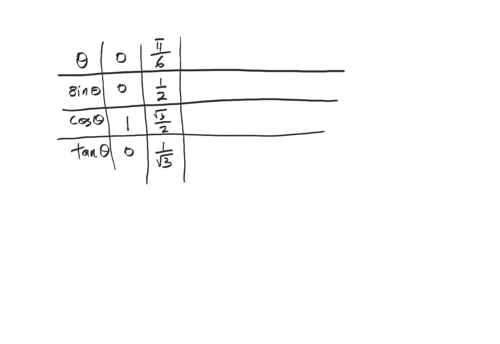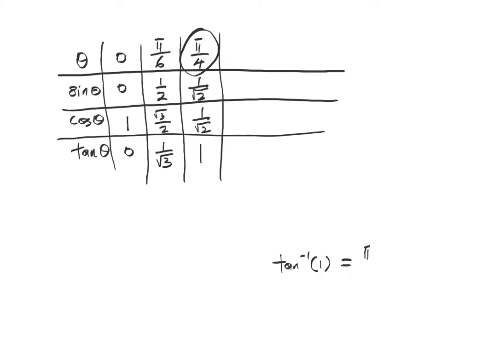After pi by 6 is pi by 4. Pi by 6 is 30 degrees. Pi by 4 is 45 degrees. Sin pi by 4 is 1 over root 2. Cos pi by 4 is also 1 over root 2. So tangent pi by 4 will be equal to 1. So tangent inverse 1, I will write as pi by 4. The angle theta is pi by 4.